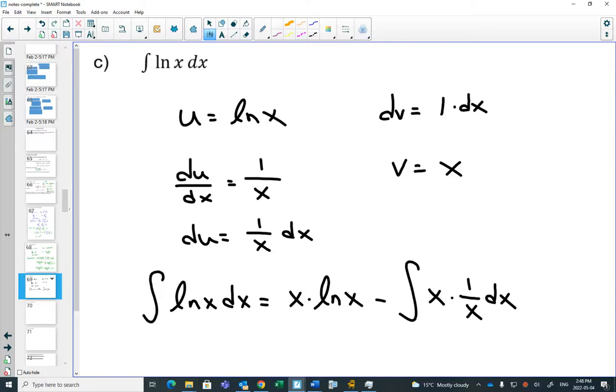It's amazing. And so this stays x ln x. And x divided by x is just 1. That's an easy integral. Integral of 1 will just be x again. And we get plus c. That was less stressful than the previous ones. Yeah, the infinite loop, not so good.